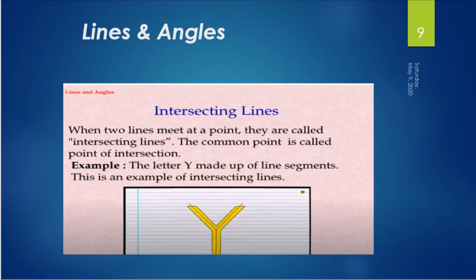Moving to intersecting lines, this is another term used in this chapter. When two lines meet at a point, they are called intersecting lines. The common point is called the point of intersection. For example, the letter Y is made up of line segments. This is an example of intersecting lines.